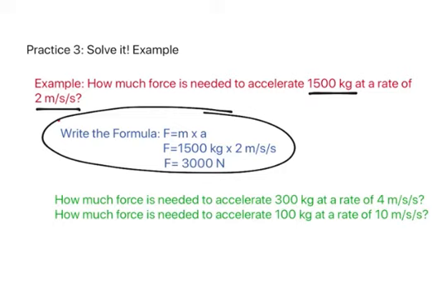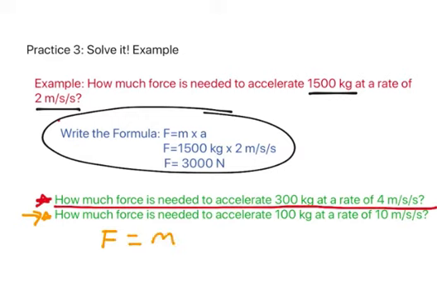Now, the problem on the paper is this. How much force is needed to accelerate 300 kilograms at a rate of 4 meters per second squared? Now, I'm not going to do it for you, but I can show you how to do it with a sample problem right here. How much force is needed to accelerate 100 kilograms at a rate of 10 meters per second squared?